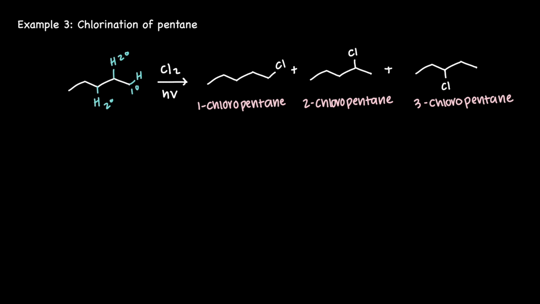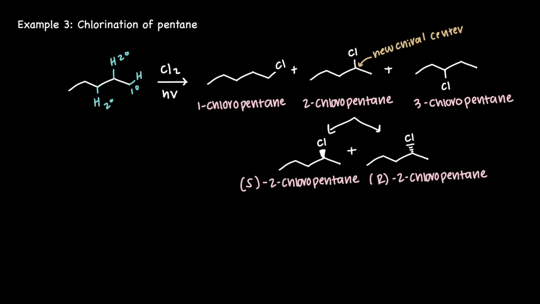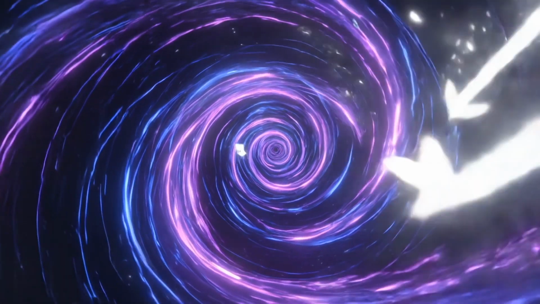Now let's discuss the stereochemistry. 2-chloropentane contains a new chiral center, so both the R and S enantiomers are produced. Finally, in the termination step, two chlorine radicals combine to form a chlorine-chlorine bond. Example 4, chlorination of cyclohexane. Now consider cyclohexane reacting with chlorine under light. Since every hydrogen in cyclohexane is equivalent, only one substitution product can form.